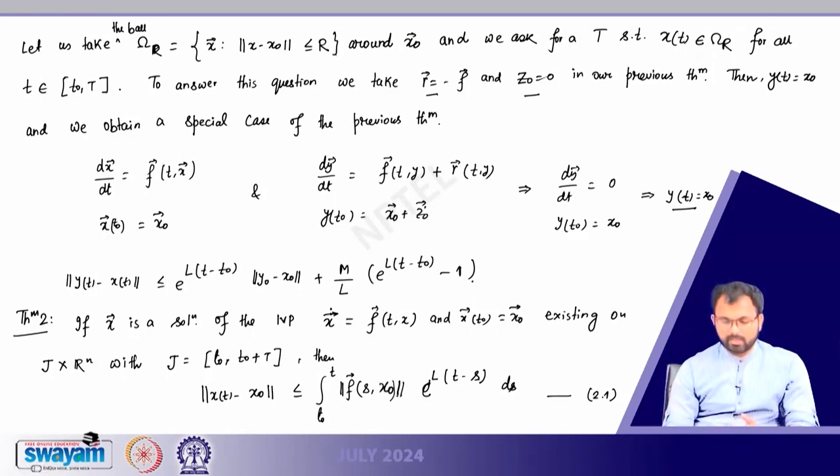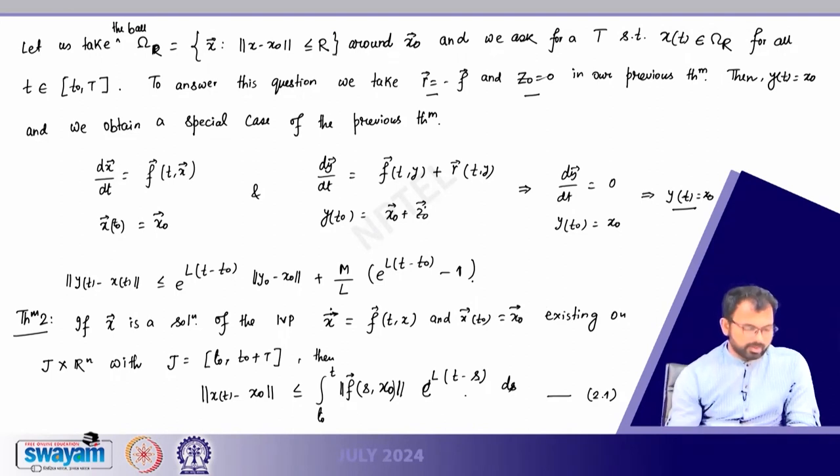Alright. So, then basically we have the norm of x(t) minus x0 is less than or equal to the integral from t0 to t of the norm of f of s, x0, times e to the power L(t minus s) ds. This is coming from our previous theorem that we stated in the previous class, theorem 1. Here, in inequality 2.1, the Lipschitz constant L and the vector field at x0 apparently provide enough information to obtain an upper bound.